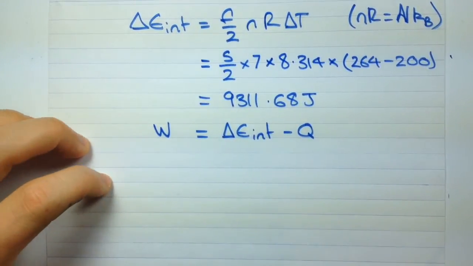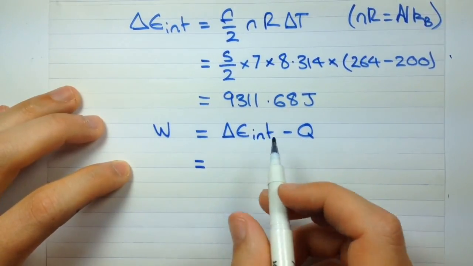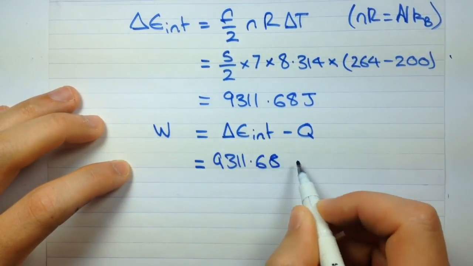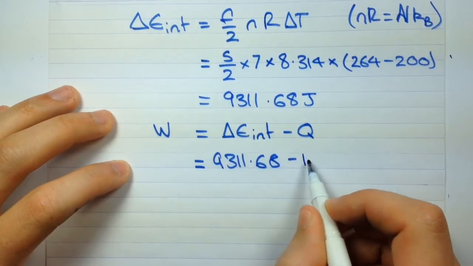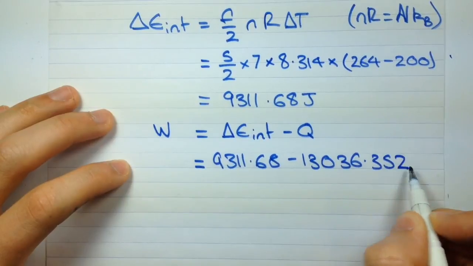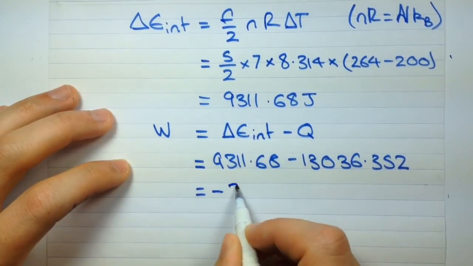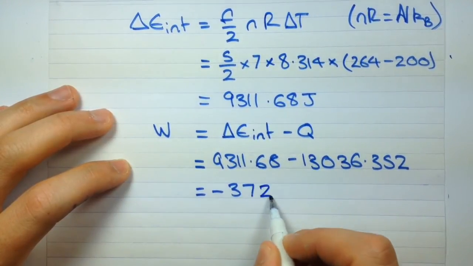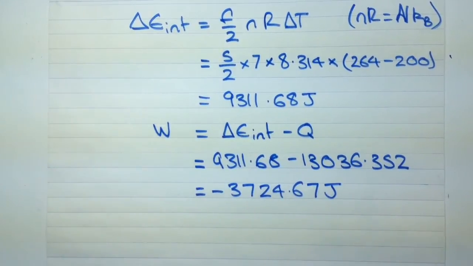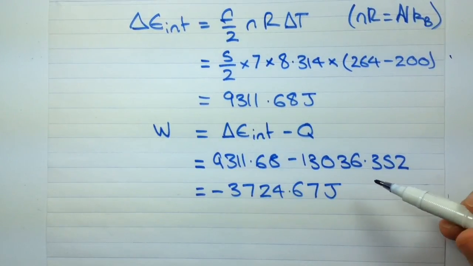Right. So it's just a simple rearrangement, and then we can now sub in our values that we just worked out, which was our change in E_int, 9311.68, and our heat added from the other page. Right, now we can just put that in our calculator, and we find that the work done is minus 3724.67 joules. Cool, so from very little information we found this value.